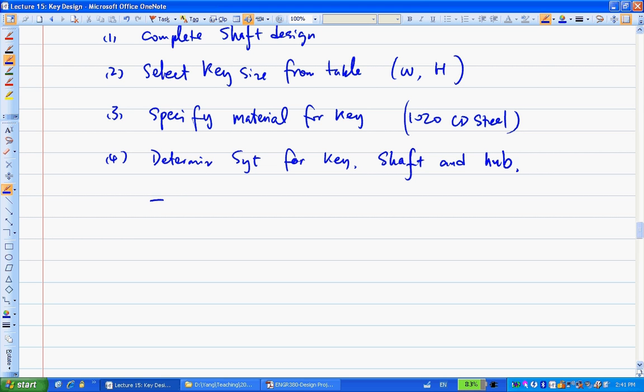So there are two different cases though. Case number one is the key is basically least strong.